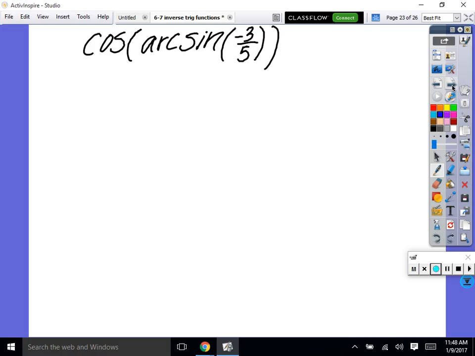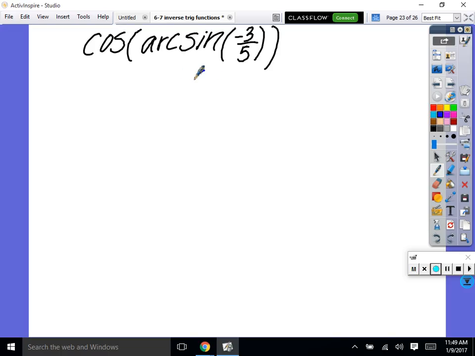So it says arc sine of -3/5. That just means the angle has a sine value of -3/5. Let's check if that's in our domain. It is. Type in -3/5. You do get a decimal that is between -1 and 1. So we can do it.